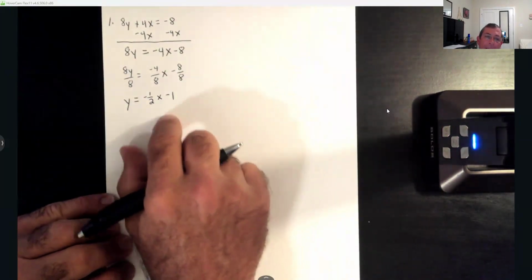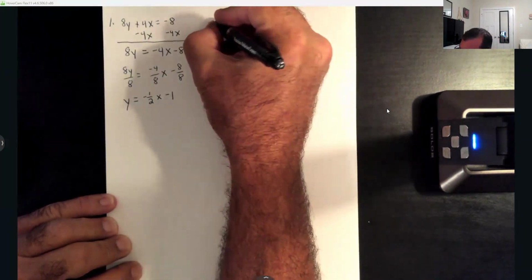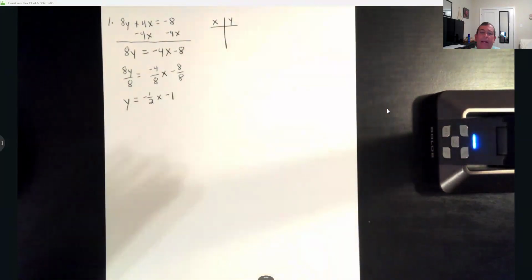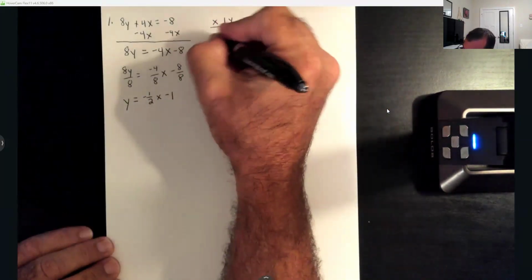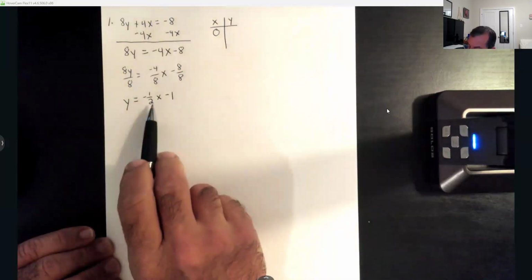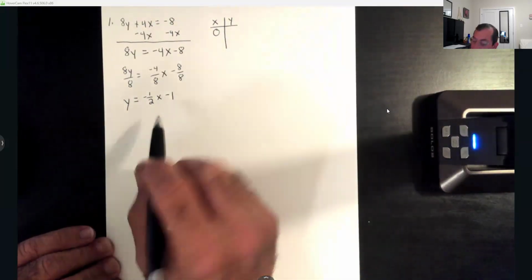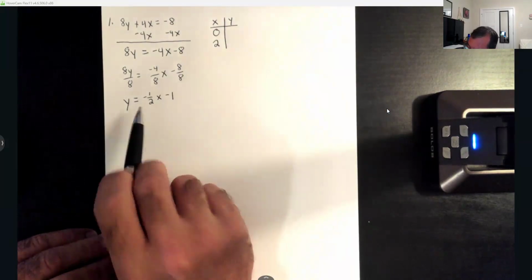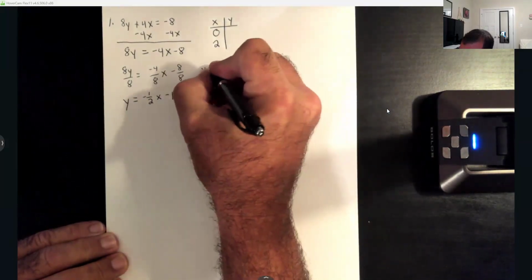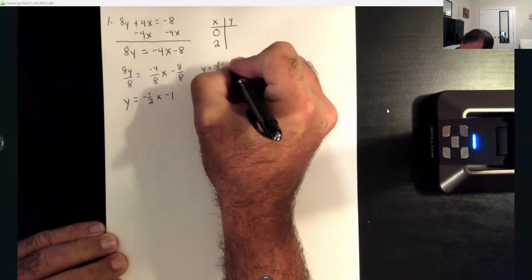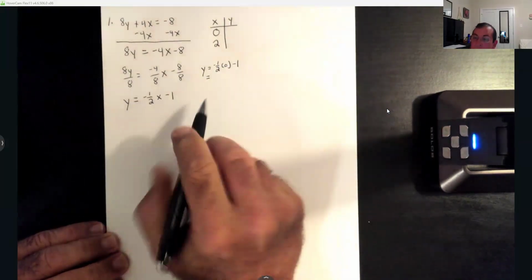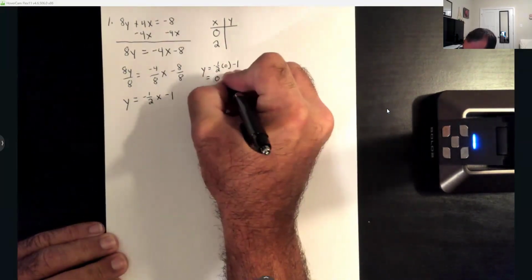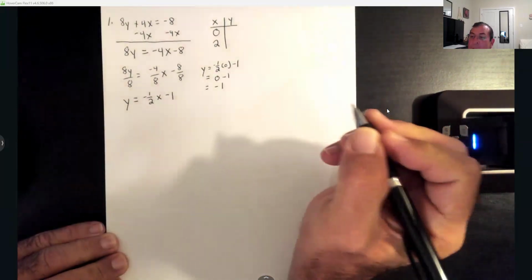So y'all, at this point, I can now get me a x and y table. And I need to find at least 2 points on this. So I'm going to use a 0 for x. And then I'm going to use a 2 for my x. All right, y'all. So first, let me put in my 0. So -1/2 times 0 equals 0. So that's going to give me 0 minus 1, which will give me a -1.